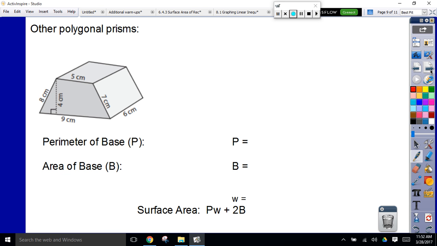Madison, what shape is the base of this prism? It's a trapezoid. So here's our base. And this one isn't drawn. We can't see the other base, but it's back there, right? So we can't see that face, but it's there. Those are the bases. Myra, what's the perimeter of the trapezoid?